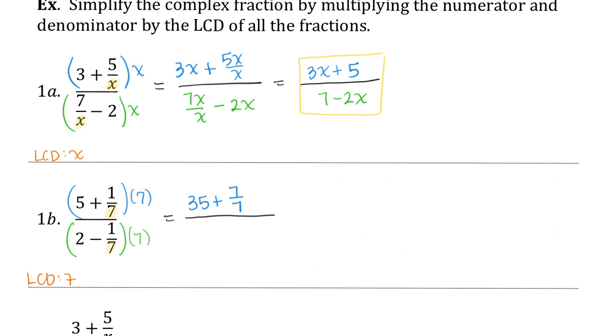Now I'm going to do the same on the bottom. 2 times 7 is 14. Minus, and then if I multiply 1 over 7 times 7, 7 times 1 is 7, but it's over 7. Okay, let's simplify this. So I have 35 plus 7 divided by 7 is 1. On the bottom, I have 14 minus 7 divided by 7 is 1. So I'm going to get 36 over 13. Does that simplify? No, 13 is prime. So my simplified answer is 36 over 13, which is better than having a fraction on my fraction.